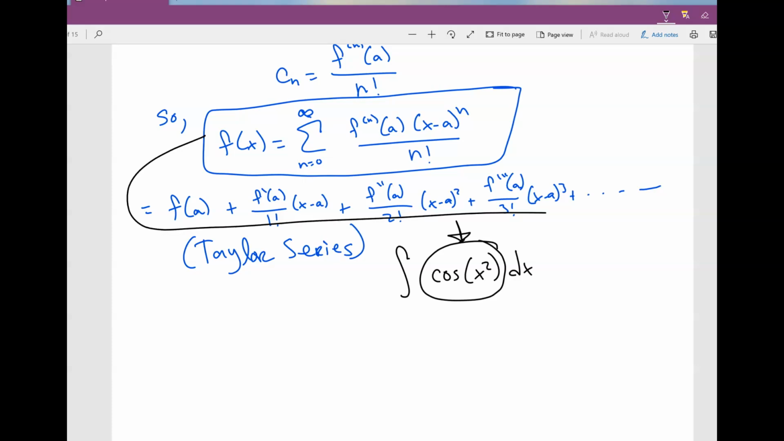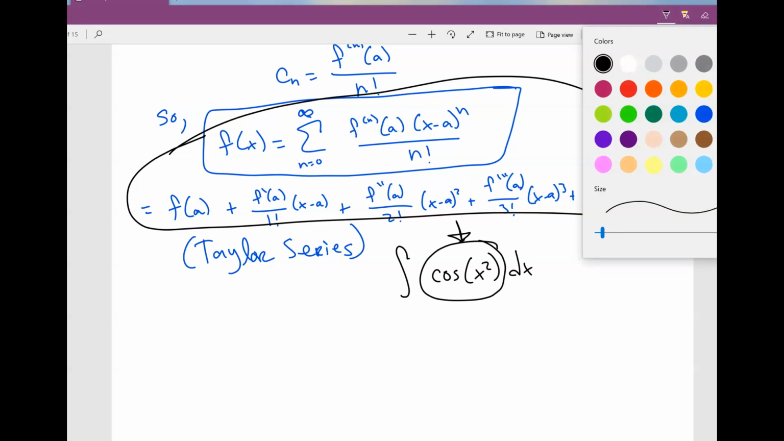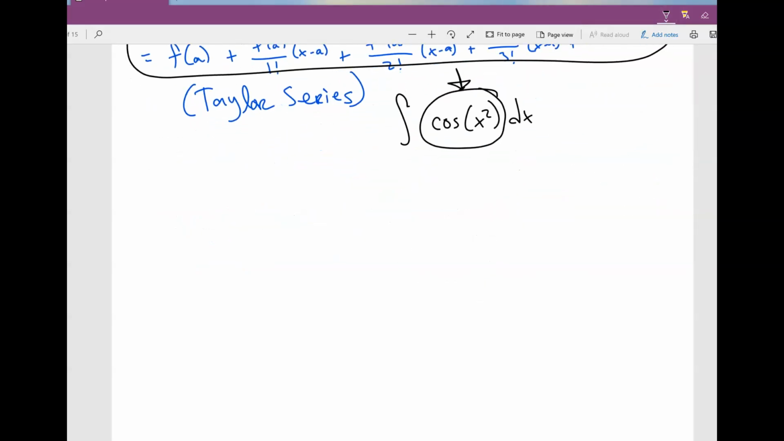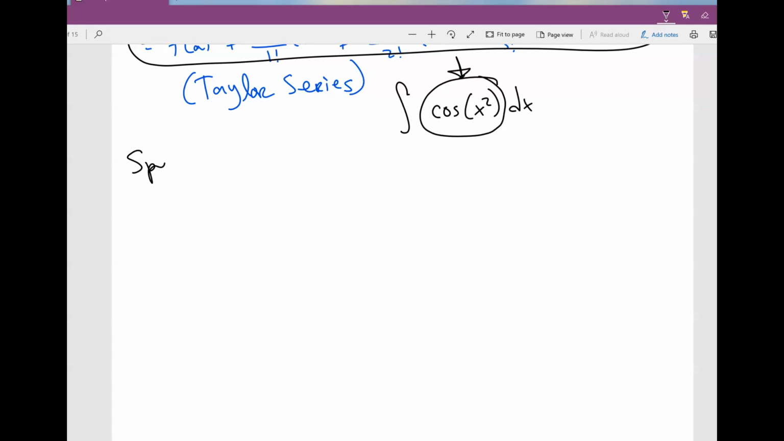So these are Taylor series. We do have a special kind of series, and we'll finish this video with this one. Here's a special case. The special case is when a equals 0. If you want a to be 0 in particular, this is what we call a Maclaurin series.